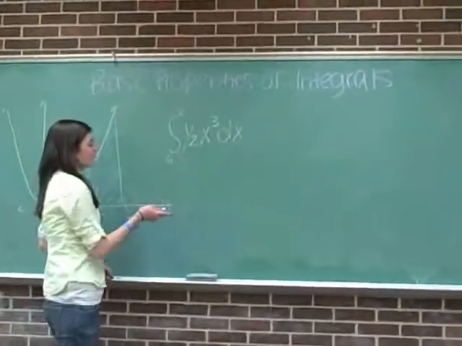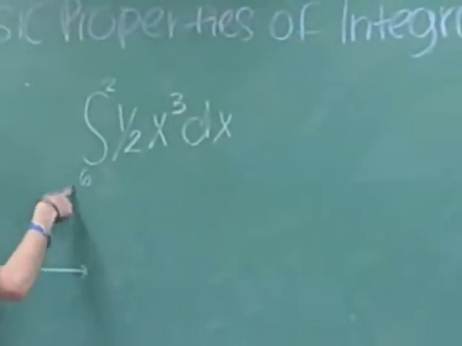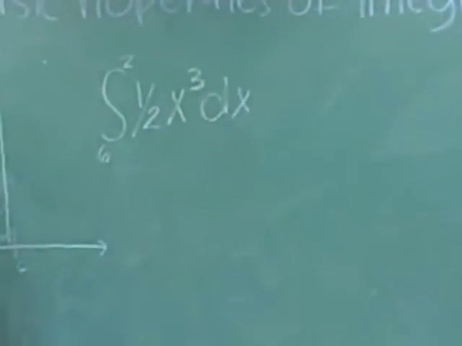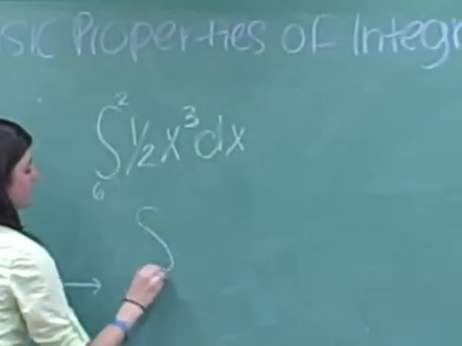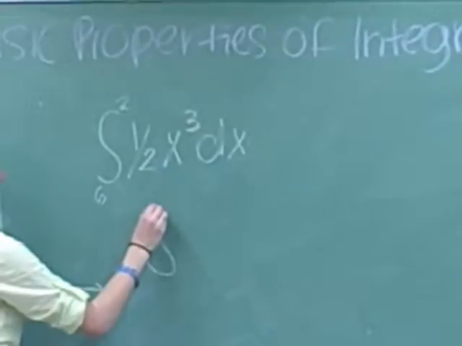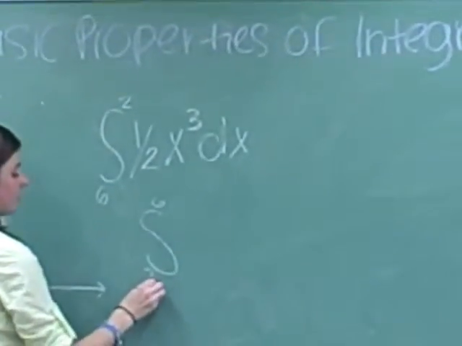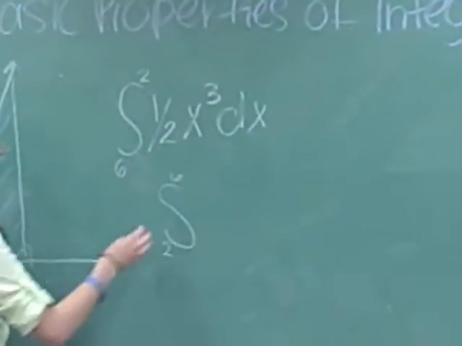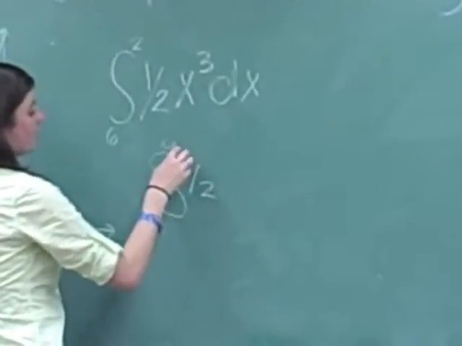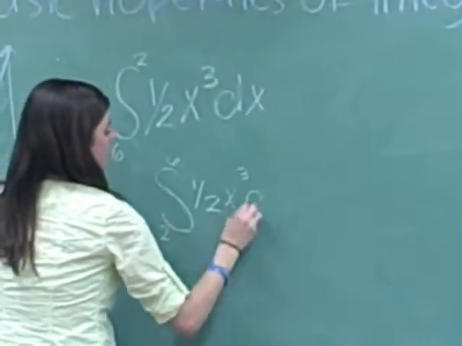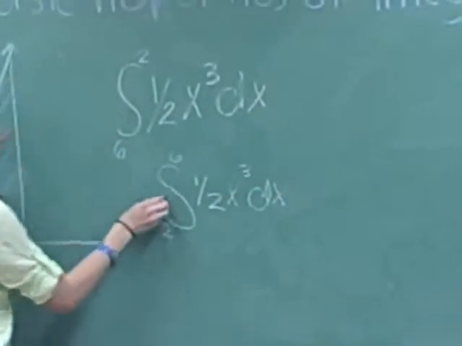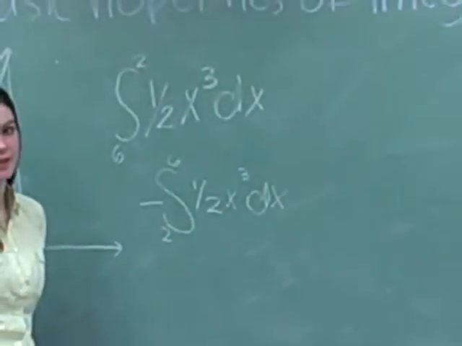Now, if we encounter a problem where the lower bound is larger than the upper bound, we have to switch the bounds. We're going to rewrite our integral with 6 on top and 2 on the bottom, just like it was in our other integral. The upper bound should always be greater than your lower bound. However, you have to negate the integral in order to make up for that.